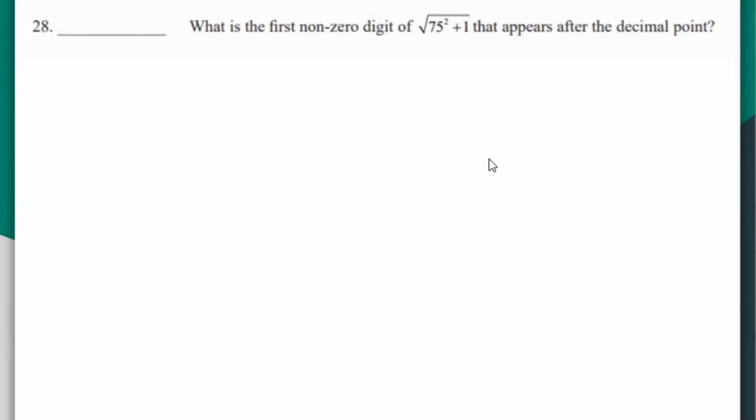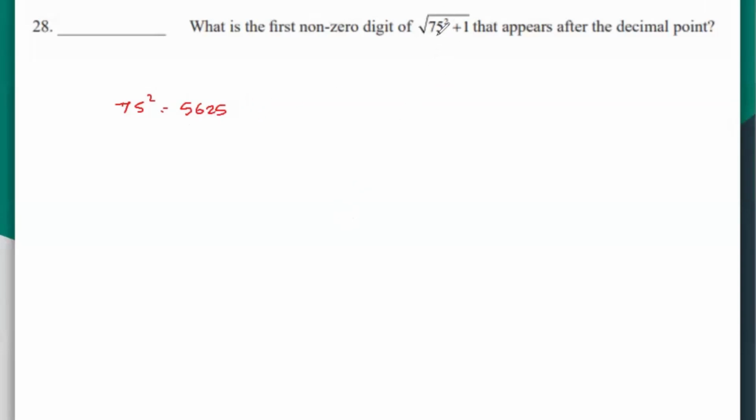So instead of doing that, maybe we can try something else. What I will try is basically, 75 squared is going to be 5625, which is something we can just square, and that's one of our perfect squares. And this is going to be one more than that, which is 5626, right?